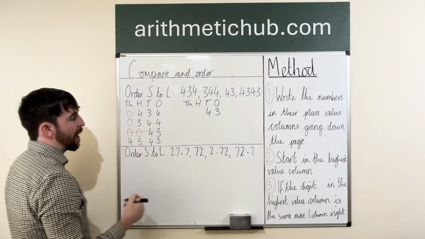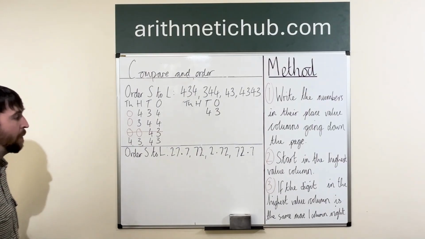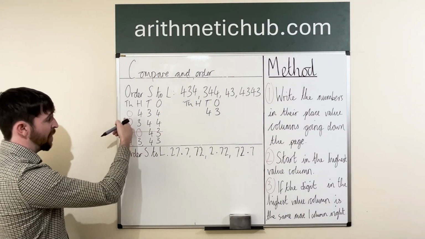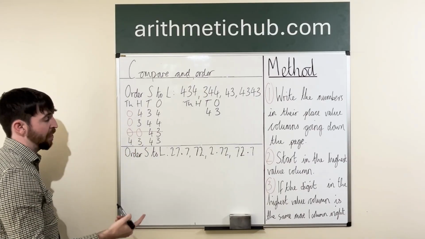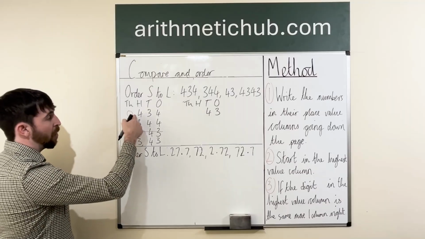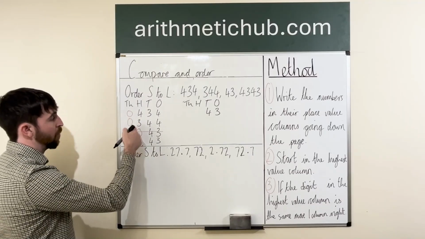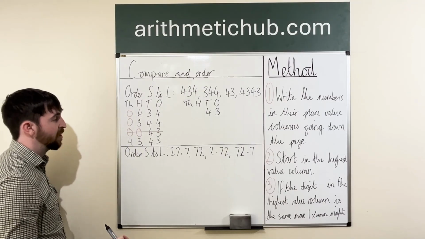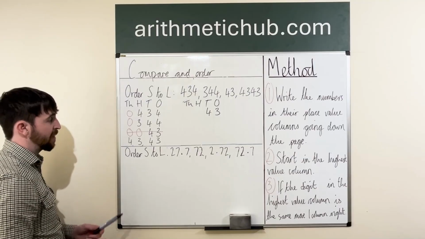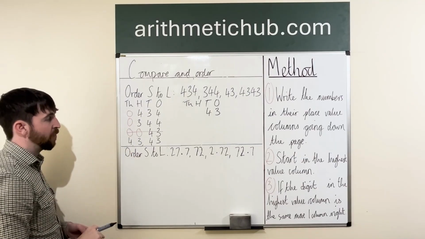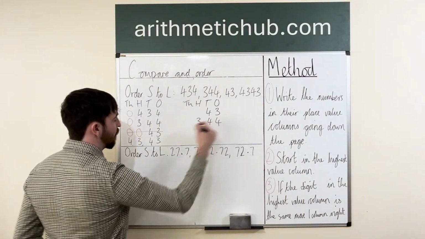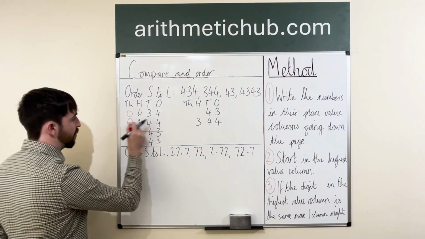Now I need to look for my next smallest number. Again, this has a value in the thousands when the others don't have any values in the thousands. So we move along to our hundreds column to see which of these is going to be the smallest out of these two. This has 4 hundreds and this has 3 hundreds. So the smallest value is going to be 3 in the hundreds rather than 4 in the hundreds, isn't it? So I'm going to write 344. And then I'm going to cross this one out as well.